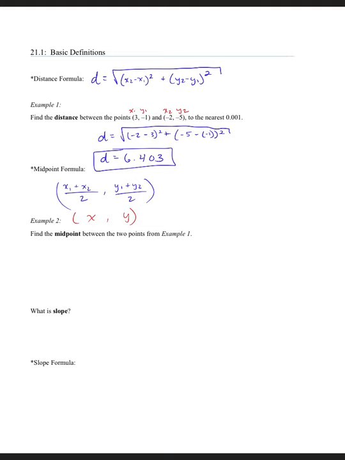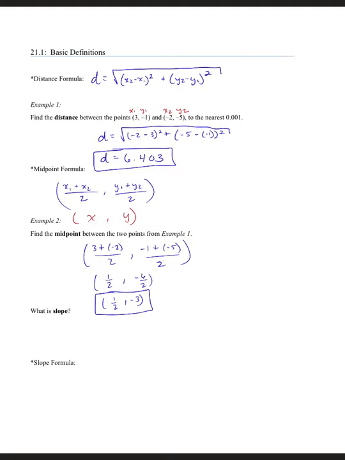So now what you want to do is find the midpoint of the points that we used in example 1. So we substitute those values in, so we get 3 plus -2 divided by 2, and -1 plus -5 divided by 2. And we simplify, so we get 1/2, comma, -6 over 2, which is 1/2, -3. This would be the midpoint between those 2 points from example 1.